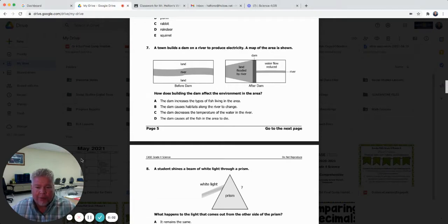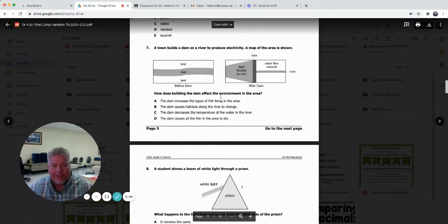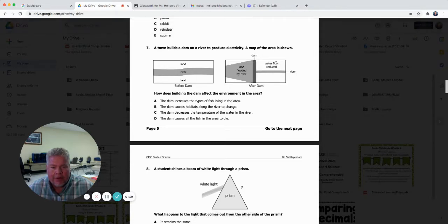All right, we're ready for the next 6 questions, starting with number 7. A town builds a dam on a river to produce electricity. A map of the area is shown. So we've got the land, the river, and land. We've got the land flooded by the river and the water flow reduced.